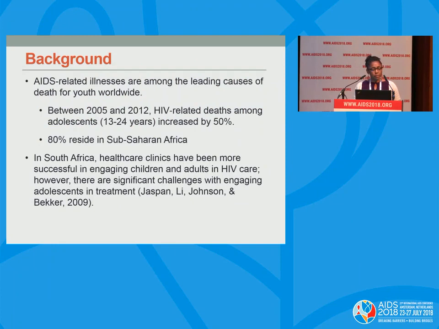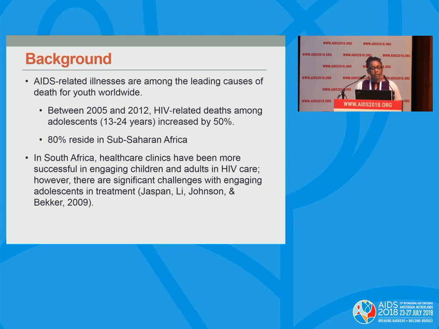As most of us are probably aware, AIDS-related illnesses are among the leading causes of death for youth worldwide. And we're specifically concerned about the mortality rate among adolescents between the ages of 13 and 24. 80% of these youth live in sub-Saharan Africa, and our study focuses on South African youth, as South Africa is most burdened than any other country in sub-Saharan Africa.